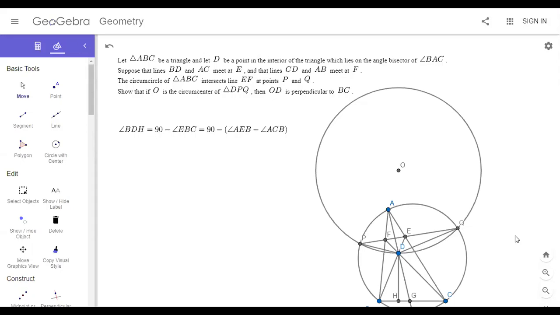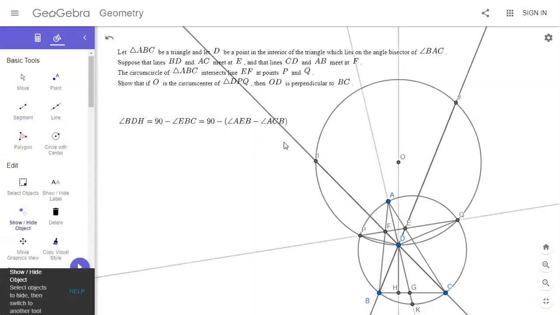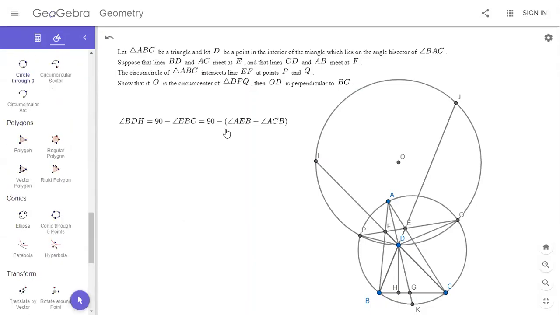Can you meet CF and BE again with the circumcircle of PDQ? Yes. And now, is it possible that I, J, B, and C are concyclic? Yeah, they are. Maybe we could show that by the radical axis theorem. I don't know.